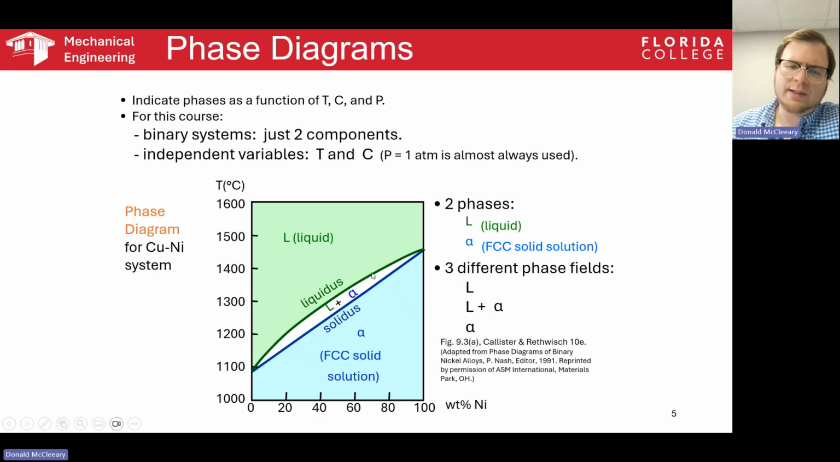So you have a liquidus line and a solidus line. Between these two, you have a nicely sandwiched region where you have liquid and alpha phase. So this is a liquid with solid globules or solid pieces that are kind of floating around in your liquid.